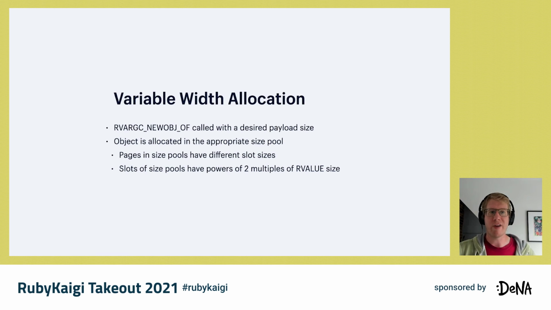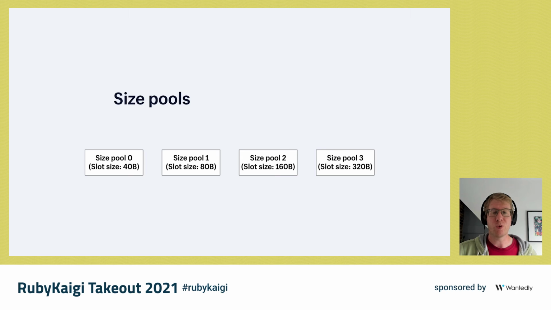Objects that don't require variable width allocation will only need a single RVALUE's worth of space, so 40 bytes. Had we just used powers of 2, the smallest usable size class would have been 64 bytes, which wastes 24 bytes per object. Here's a diagram with the 4 size pools. Their page slot sizes are labelled.